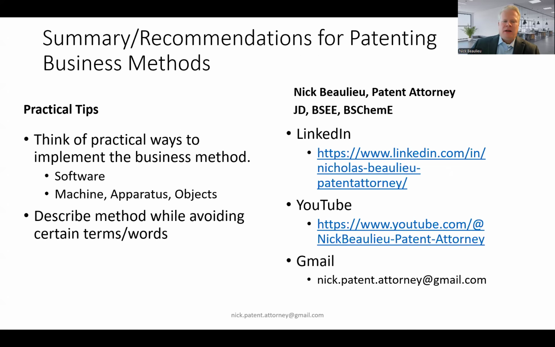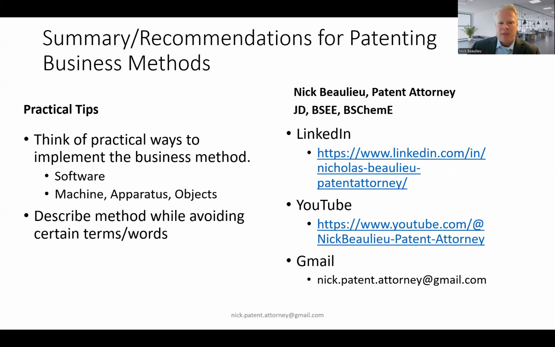So my summary of recommendations for patenting business methods. The practical tips are, think of practical ways to implement the business methods: software, machine, apparatus, objects, a lot. You can have a business idea like Airbnb, Uber, any of these kinds of ideas, but you have to think of how you can practically implement it. And then try to protect those practical implementations and not just the general business idea that may not be patentable.